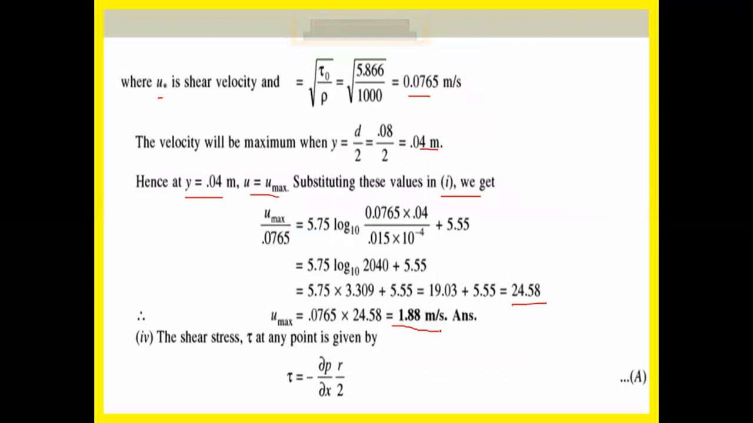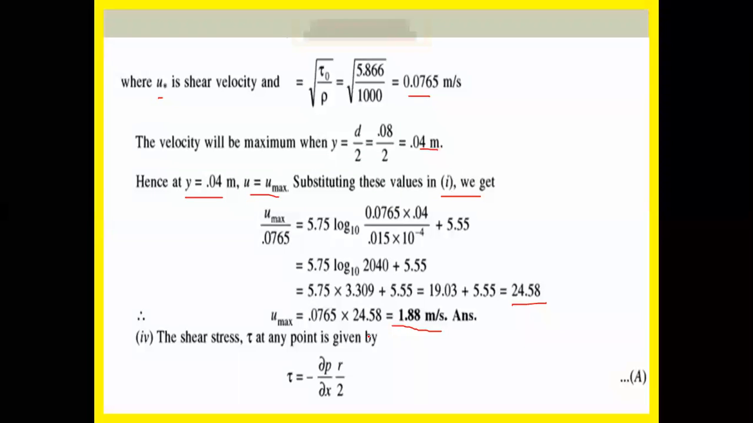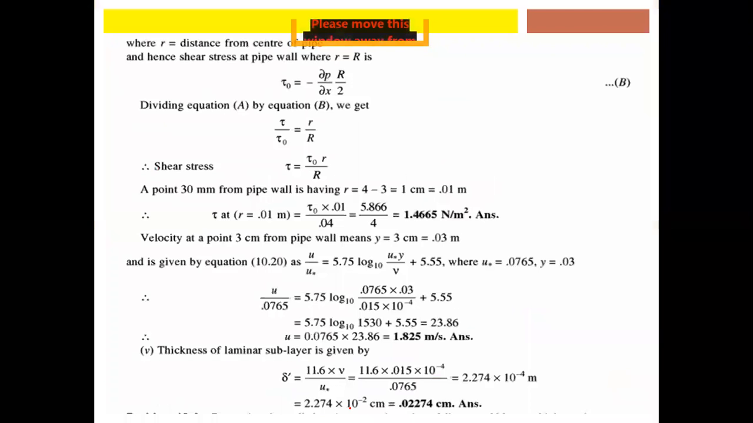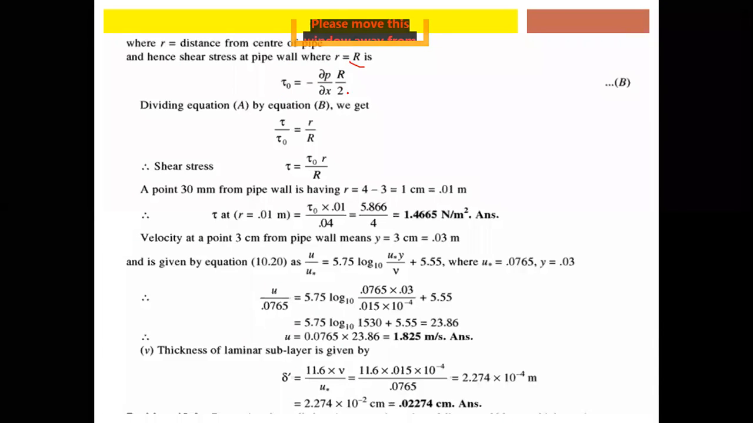Then what is the next thing you have to find? The shear stress at a point. The shear stress at a point, tau is equal to minus dp by dx into r by 2. What is the r here? Hence the shear stress at the pipe wall, where r is equal to capital R, therefore tau naught is equal to minus dp by dx into R by 2.